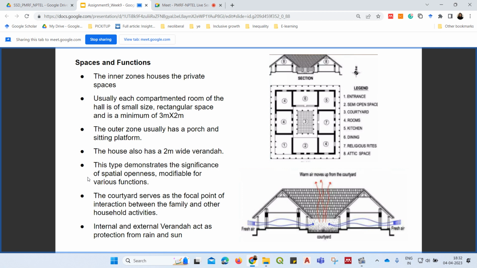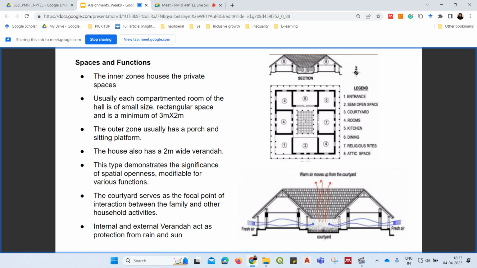This type of house in vernacular architectural practice demonstrates the significance of spatial openness and how it is modifiable for various functions. The courtyard in these houses serves as the focal point of interaction between the family and other household activities, as it is a central open area which is connected to almost all the rooms and spaces in the building.